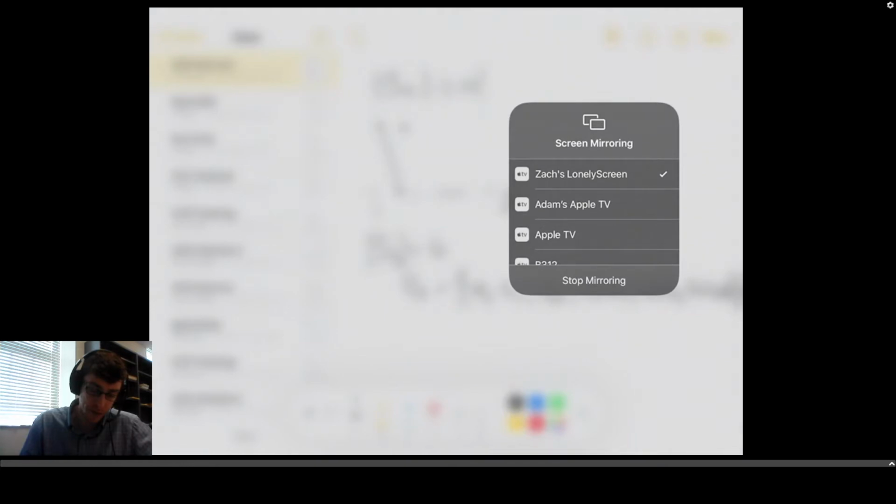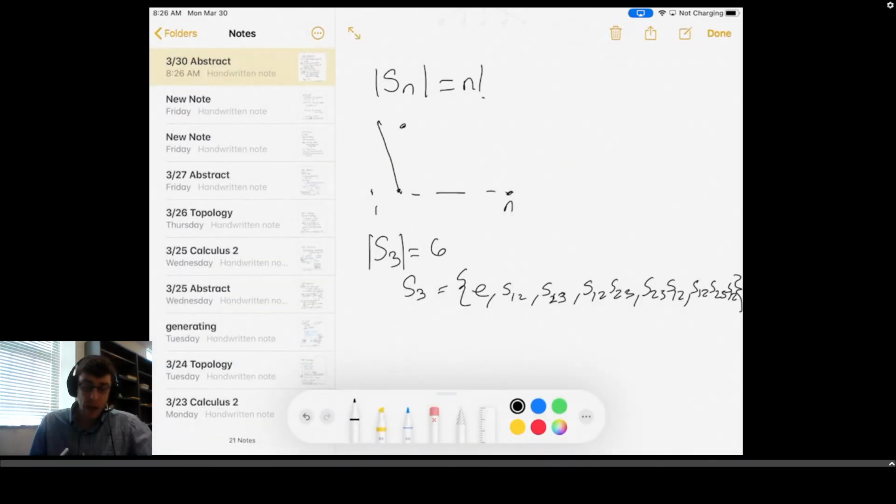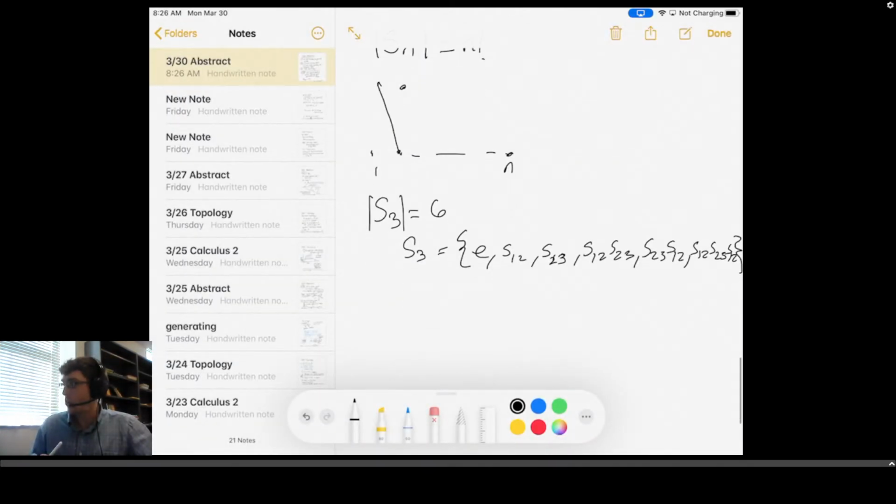All right. Yeah, so either of these could be equal. So this is equal to S23, S12, S23.